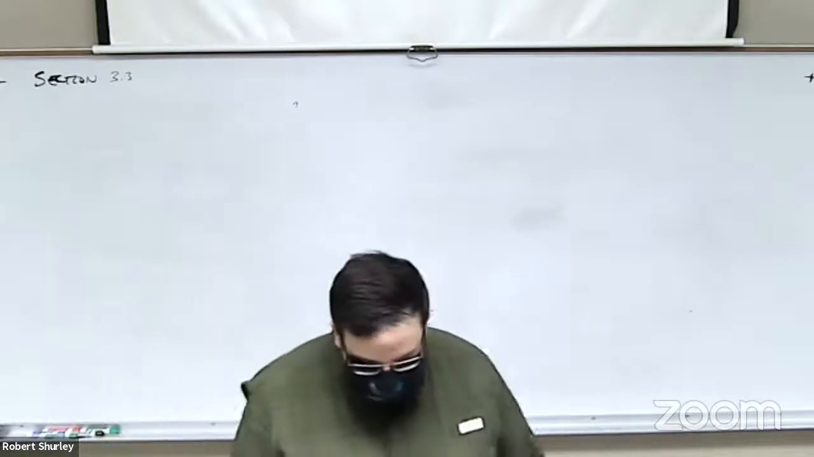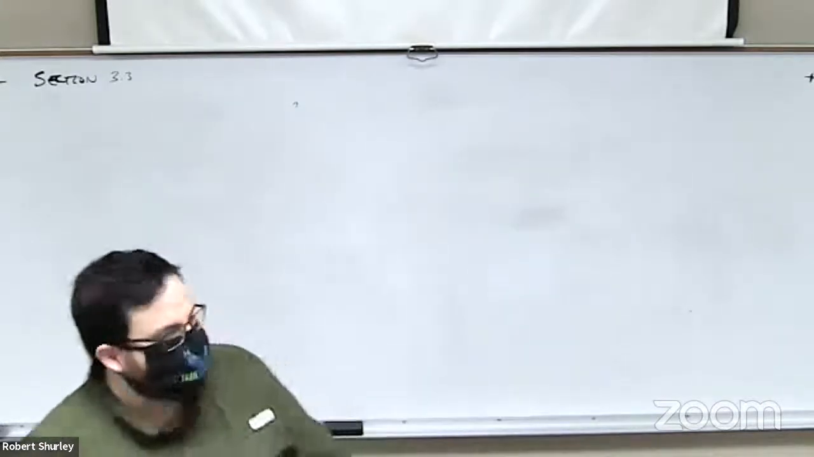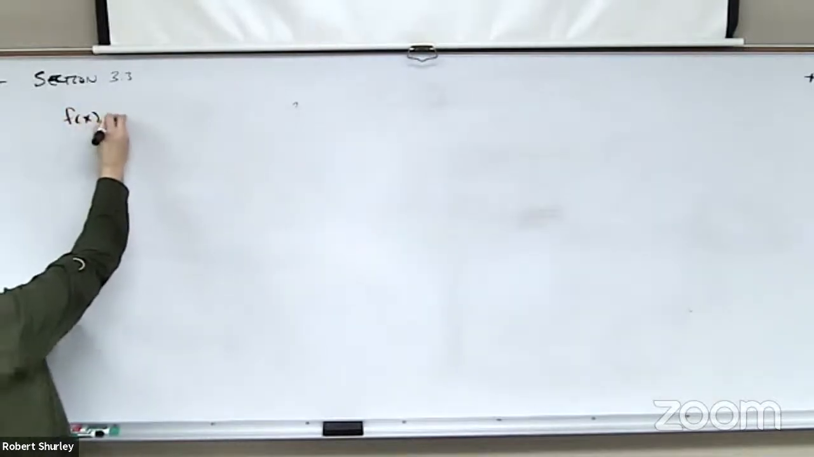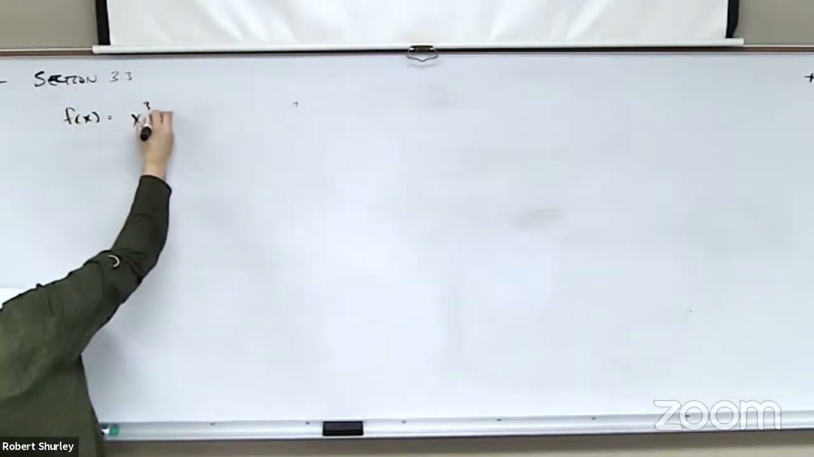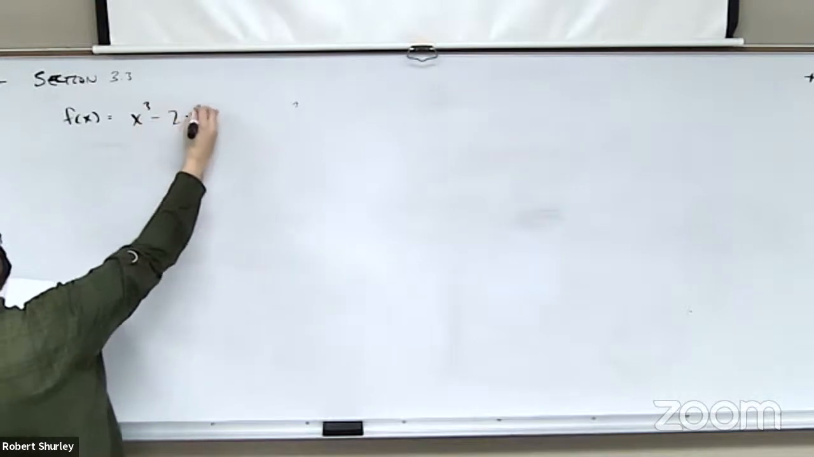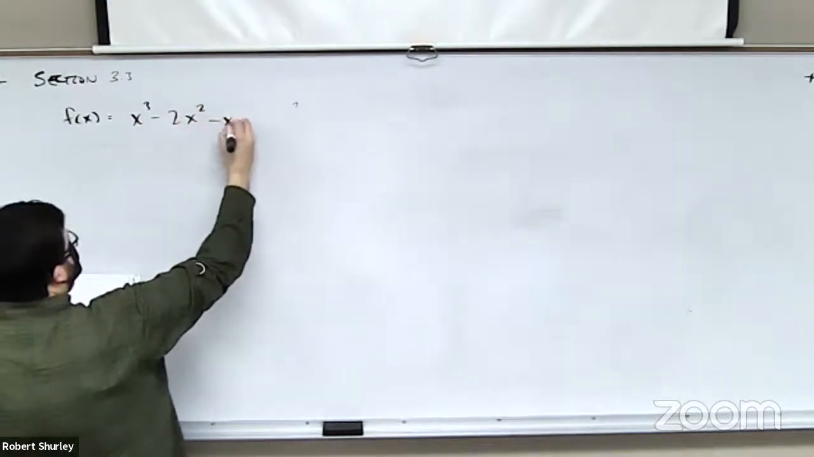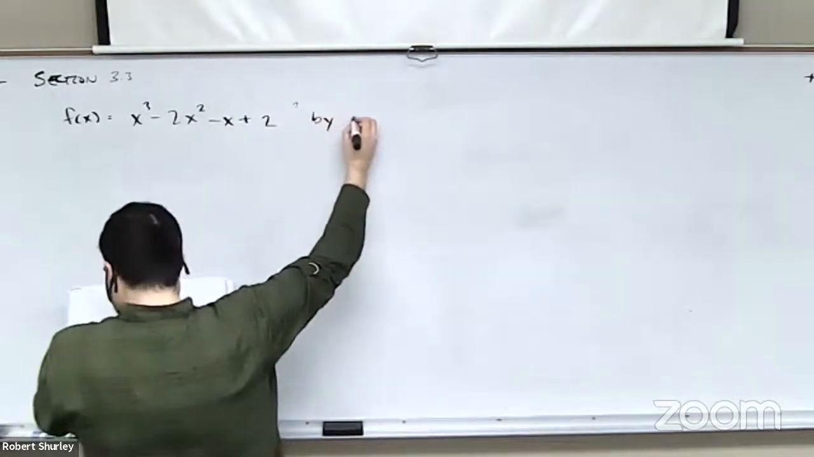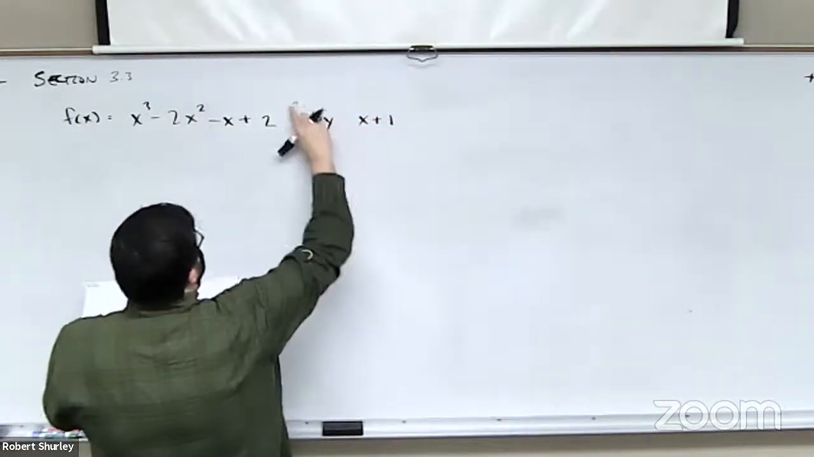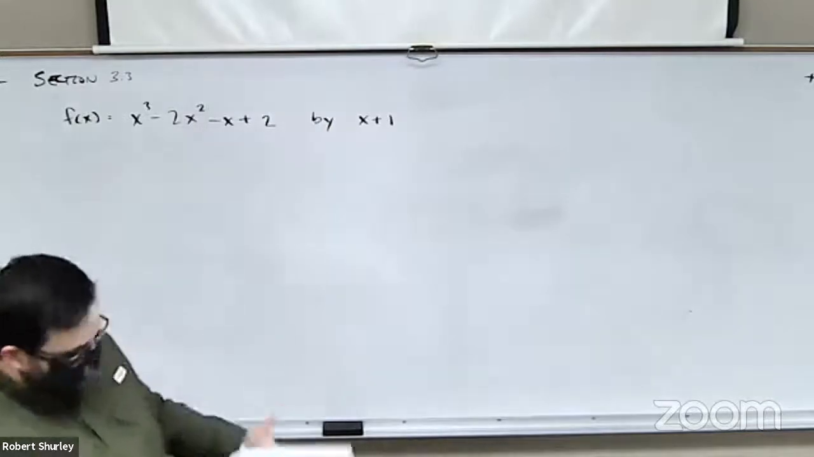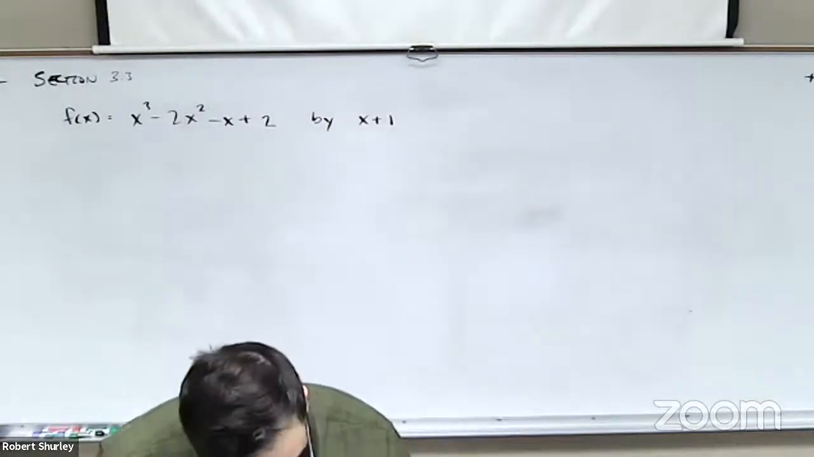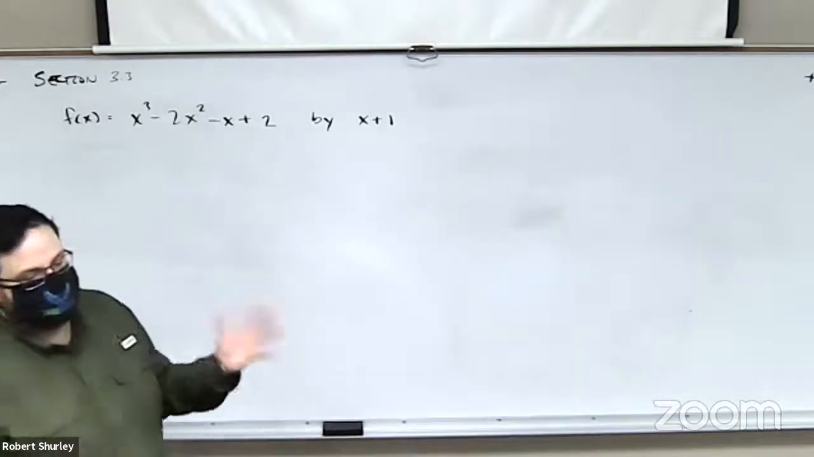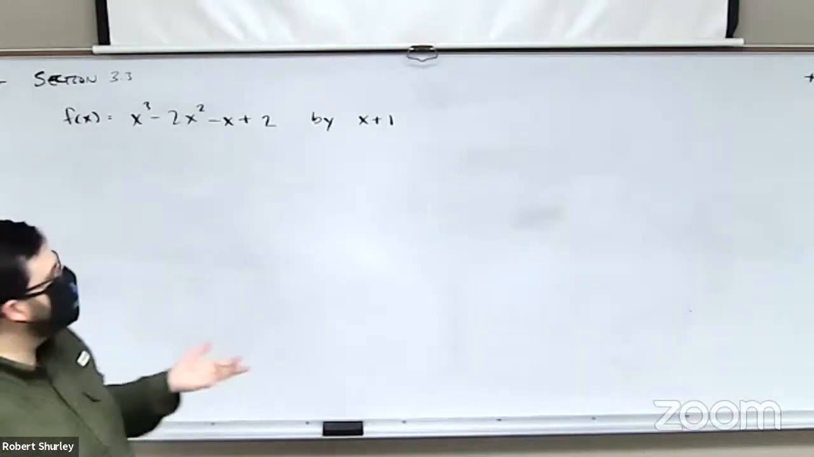Number 42 states, use synthetic division to divide f of x equals x cubed minus 2x squared minus x plus 2 by x plus 1. Okay, so that's really kind of part A: use synthetic division. And then it says use the results to find all the zeros. So I'm going to slowly do this one.